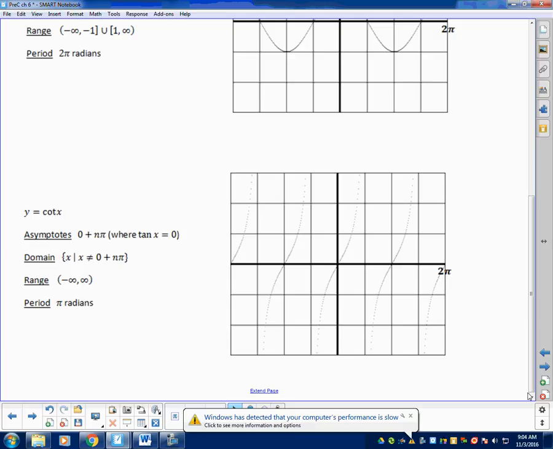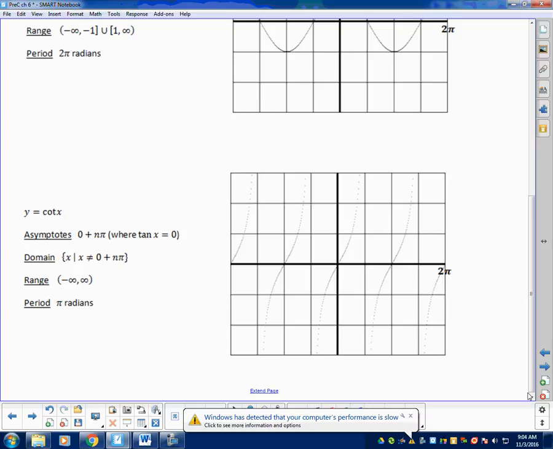That's why I have this faint shadow here of the tangent graph, because cotangent is just this thing reflected over the vertical axis, the y-axis. That's it. And then the other thing is you will notice that the asymptotes for cotangent are where tangent equals 0. Here's why.